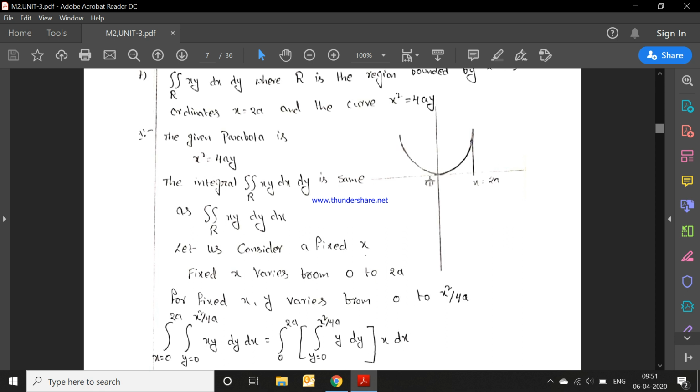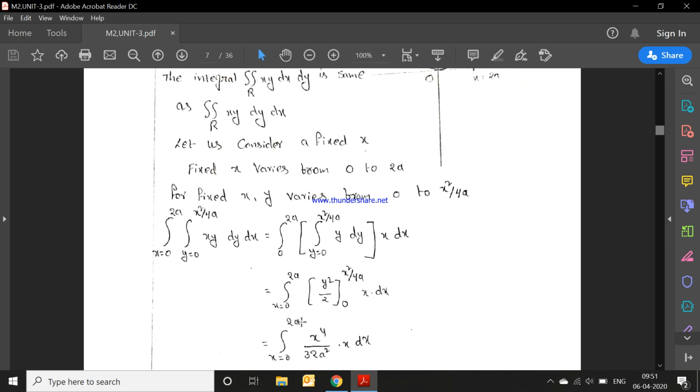Here we are fixing x limits. x is equal to 0 to 2a, y is equal to 0 to y is equal to x square by 4a. In this direction we take the y limits in terms of x. This is the shaded region. Now we have to write the integration as integral x is equal to 0 to 2a, y is equal to 0 to x square by 4a, xy dy dx.